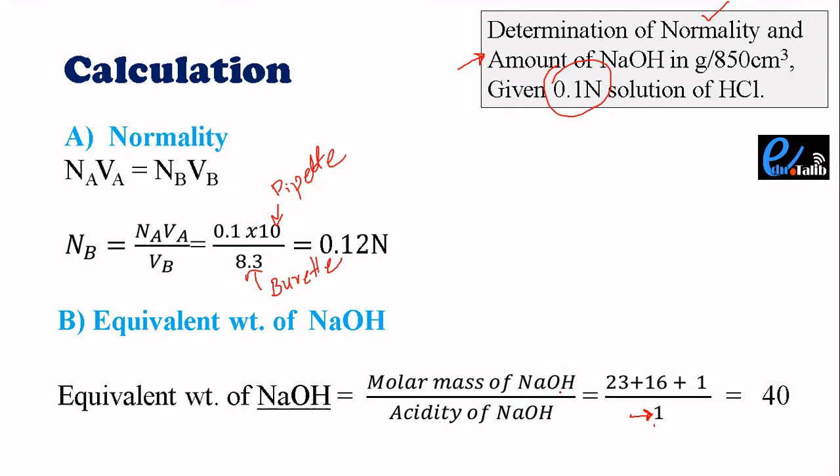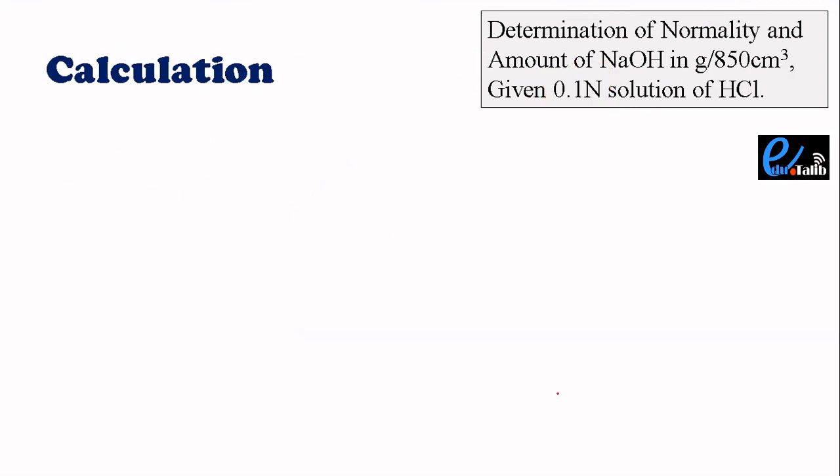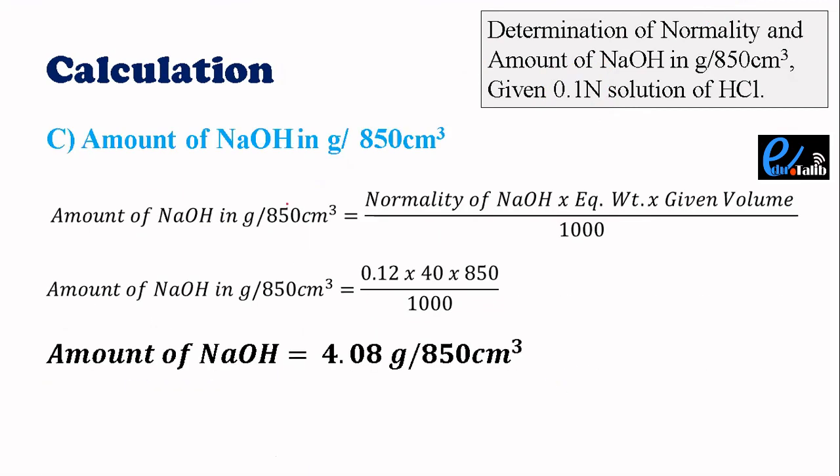Moving to the next one, part C, we have to calculate the amount of NaOH in gram per 850 centimeter cube. So what is the formula to calculate the amount? What you have to write is the normality of NaOH, that is NB, which we calculated in part A; the equivalent weight, which we calculated in part B; and the given volume, that is 850 centimeter cube.